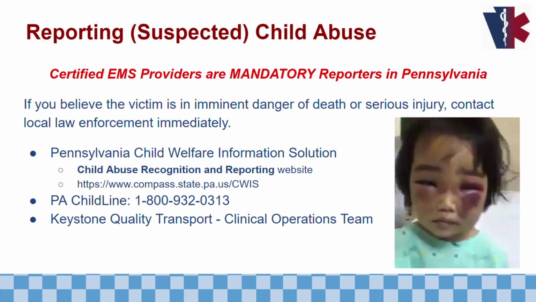Otherwise, the preferred method for reporting known or suspected child abuse cases is to use the Pennsylvania Child Welfare Information System Child Abuse Recognition and Reporting website. Alternatively, you can use the PA Child Line at the phone number 1-800-932-0313. You may also call the Keystone Quality Transport Clinical Operations Team. They are available 24 hours a day to assist you with your reporting concerns.